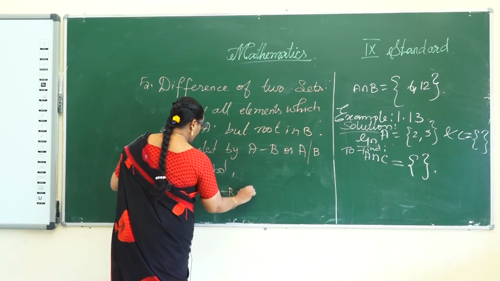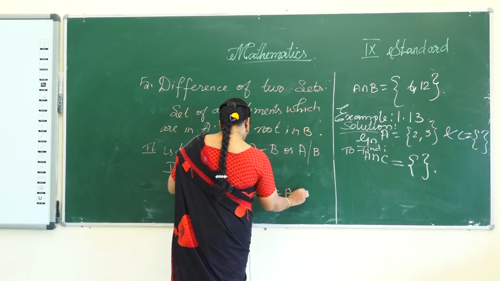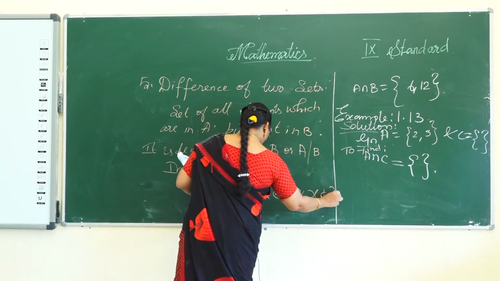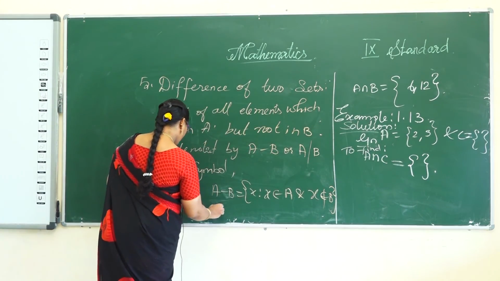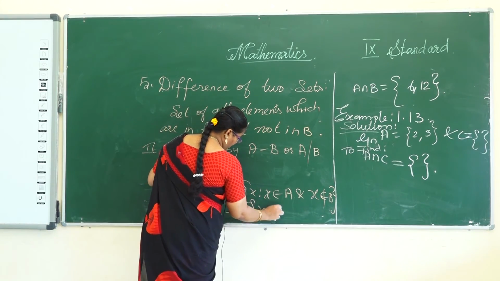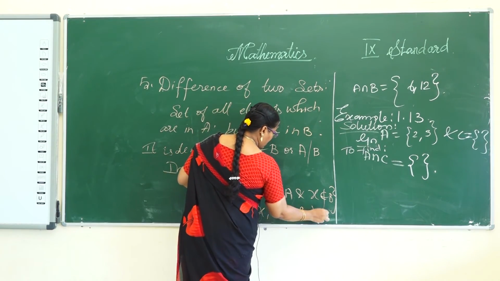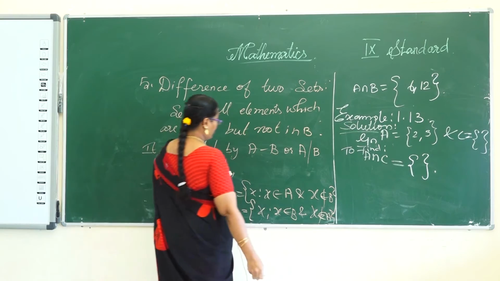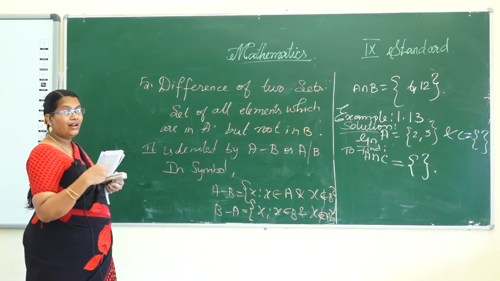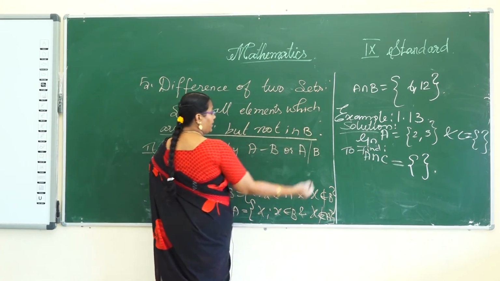A minus B is equal to the set of all x such that x belongs to A and x does not belong to B. So B minus A is the set of all x such that x belongs to B and x does not belong to A. Okay, so the difference of two sets means: let A and B be two sets, and it is the set of all the elements which are in set A but not in B.